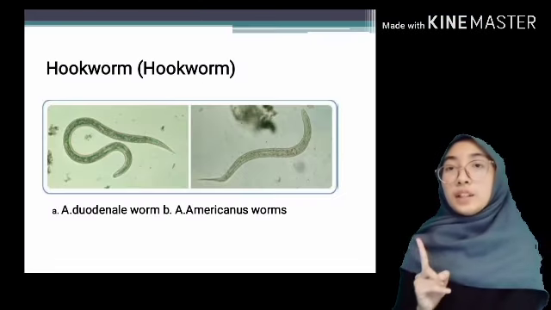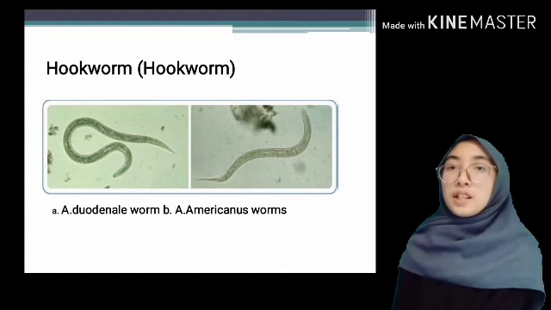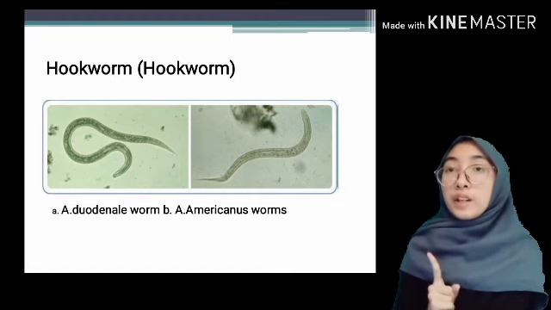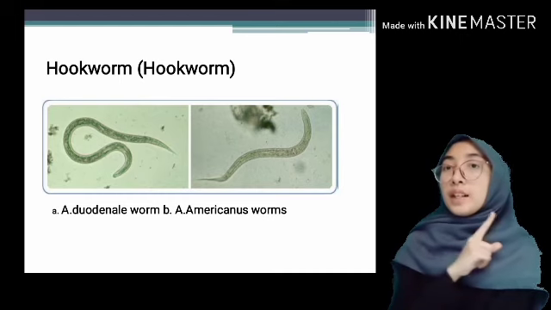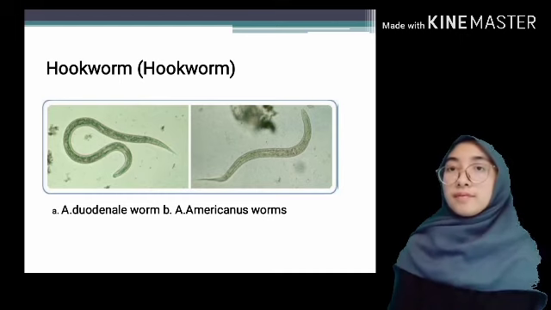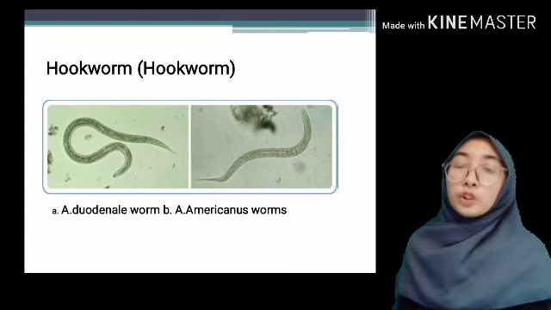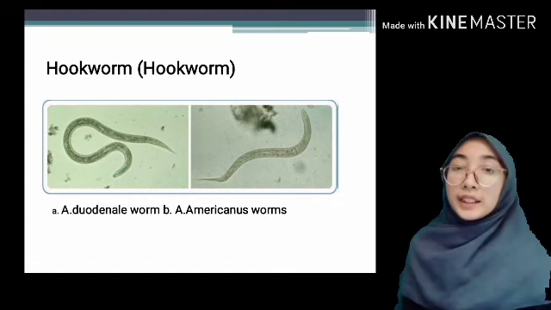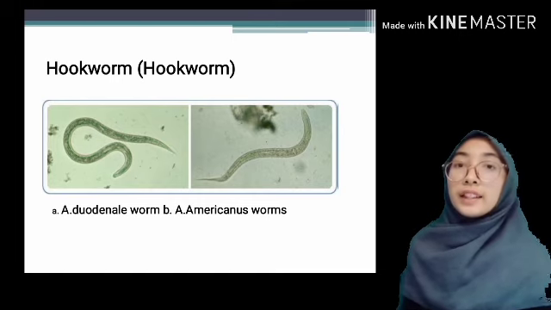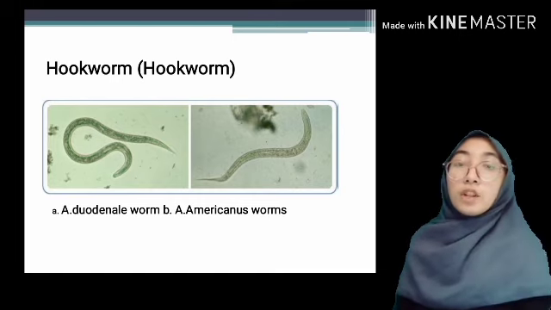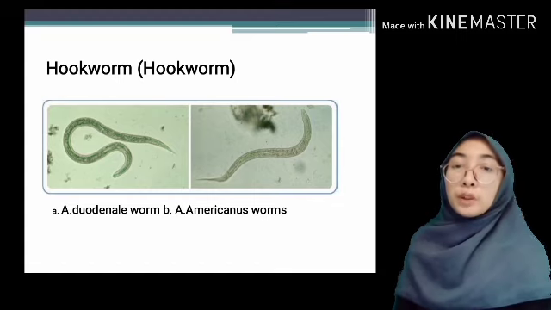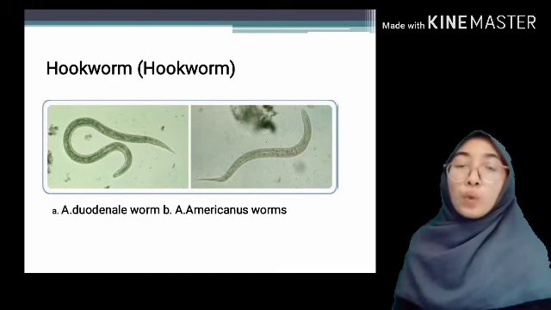And next, this is hookworm, especially the species Necator americanus and Ancylostoma duodenale. The body shape of Necator americanus is usually like the letter S, while Ancylostoma duodenale is like the letter C. The oral cavity of these two types of worm is large. Necator americanus has chitin plates, while Ancylostoma duodenale has 2 pairs of teeth.